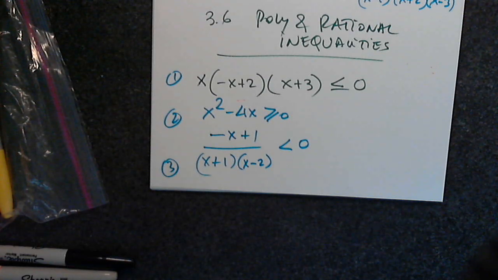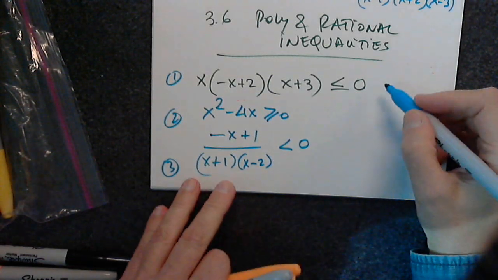Okay, so can anyone tell us, is the first one a polynomial or a rational inequality? Rational? There is no ratio. It is a polynomial. Very good. What is its degree? Very good. Degree 3. X times x times x. Excellent. So the first one is a polynomial inequality.